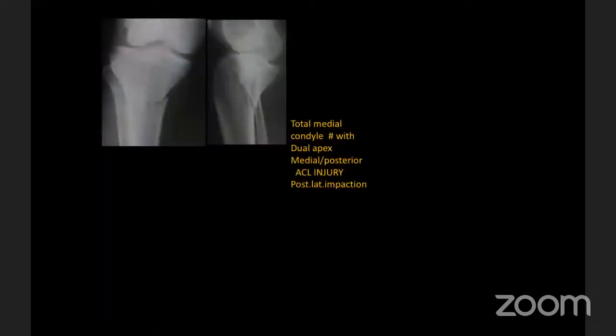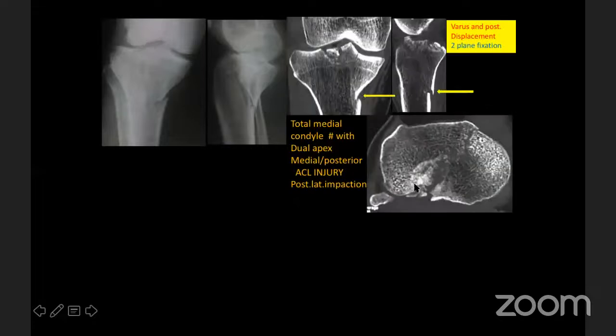Next case. This is same fracture, total medial condyle fracture with double apex. This and this. With medial and posterior, there is a ACL injury and there is posterior impaction. I will show you. There is some infection here. This is ACL injury. This is AP plane medial apex. This is posterior apex.